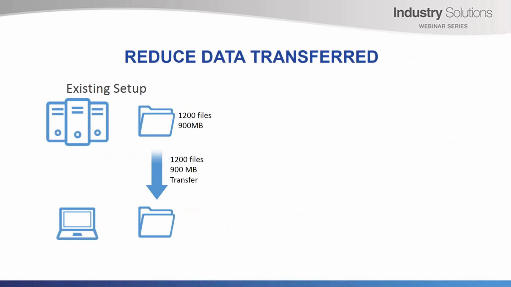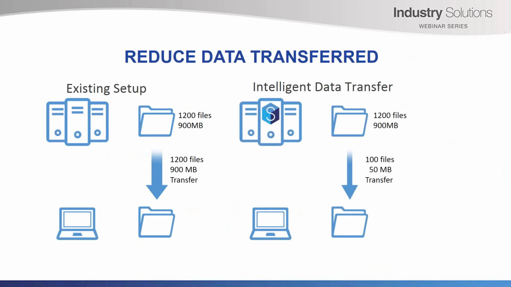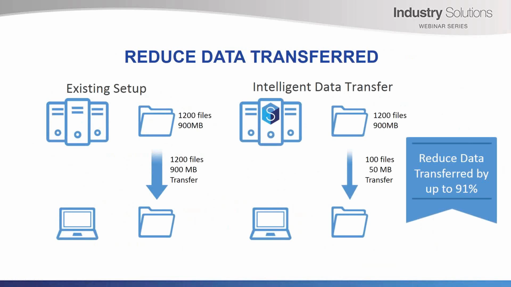Because most network applications, or rather most Windows applications, aren't network aware, they don't know how to cache information to make it quicker, and Windows networks don't provide that capability either. So intelligent data transfer in 12D Synergy is there to say, we only need to deliver you the files that have changed since you last did this. And that can really reduce the data set down, from say 1,200 files to 100 files, and from 900 megabytes to 50 megabytes. And that can reduce your data by up to about 91%, which is pretty significant.